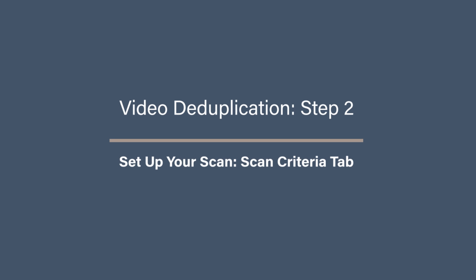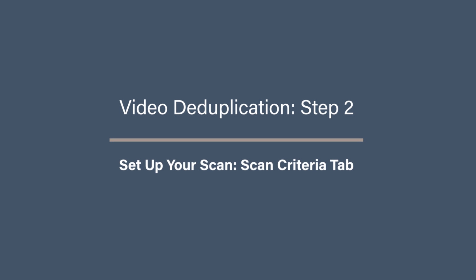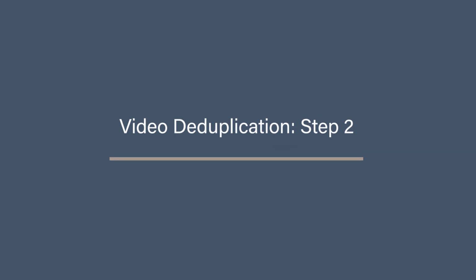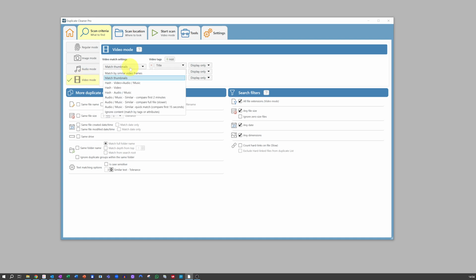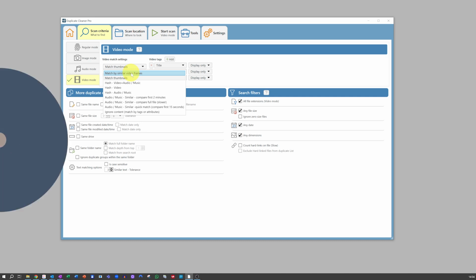Video deduplication, step 2, set up your scan criteria tab. As I've already said, we need to do a second run to identify duplicate videos. So go back to the select scan mode and select video mode. For match settings, we've got a couple of options. You can match the thumbnail, which will be quicker, but doesn't always give you what you want. But you could also run match by similar video frames, which will take longer, but will be more accurate. Then leave the rest of the settings as default.